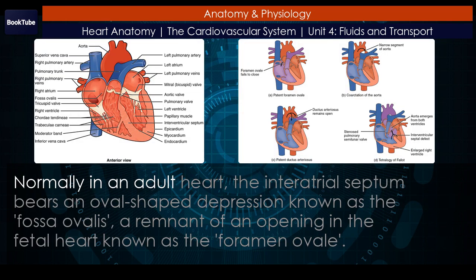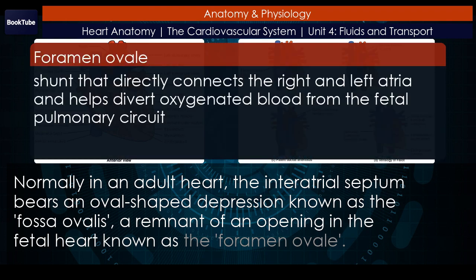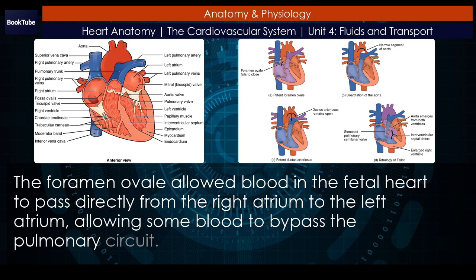Normally in an adult heart, the interatrial septum bears an oval-shaped depression known as the fossa ovalis, a remnant of an opening in the fetal heart known as the foramen ovale. The foramen ovale allowed blood in the fetal heart to pass directly from the right atrium to the left atrium, allowing some blood to bypass the pulmonary circuit.